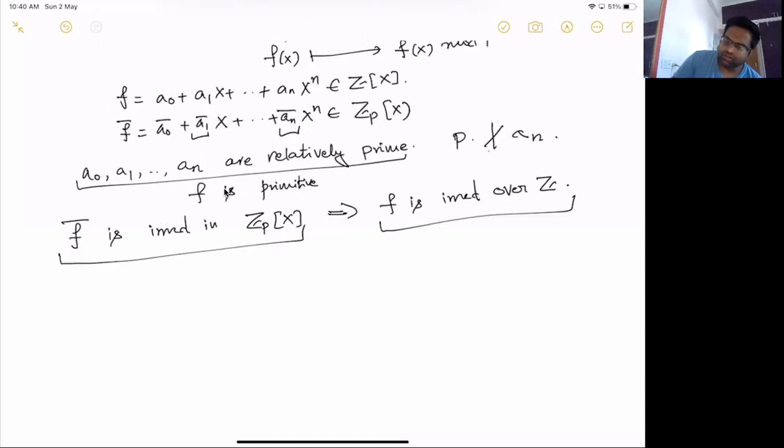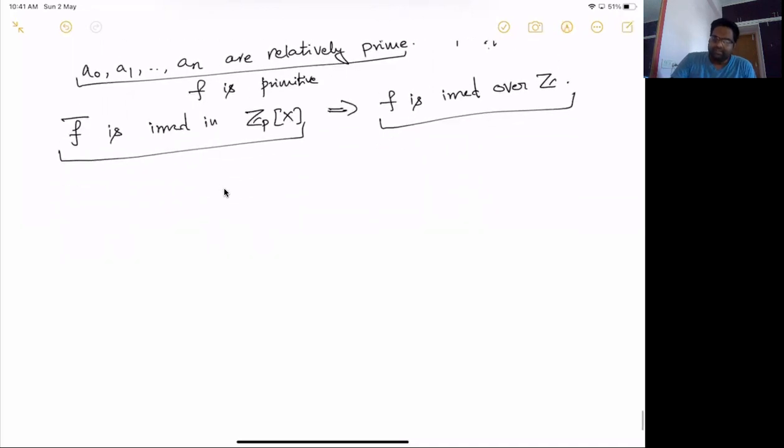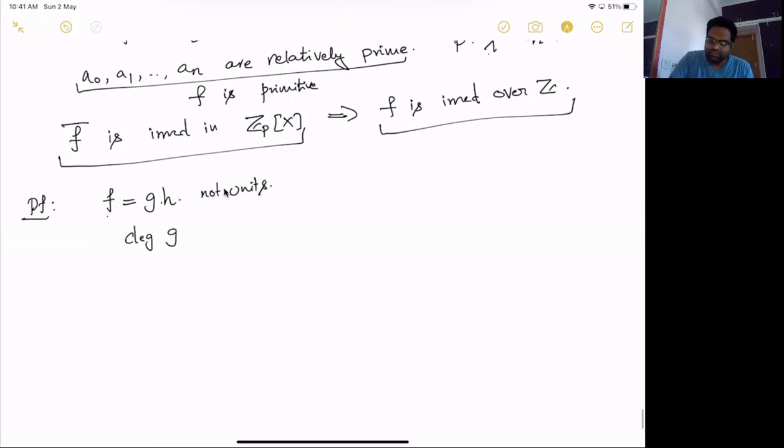Suppose we take a primitive polynomial and mod out by the prime p, and suppose that p does not divide the coefficient of the highest degree term, which is this a_n. If f bar is irreducible in Z_p, then f is irreducible over Z. So proof: suppose f factorizes as f equal to g times h, and suppose g and h are not units. As in the proof of Eisenstein's criterion, we can easily show that the degree of g is at least 1, and similarly the degree of h is at least 1.